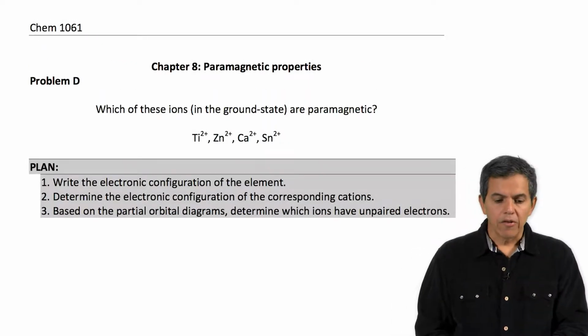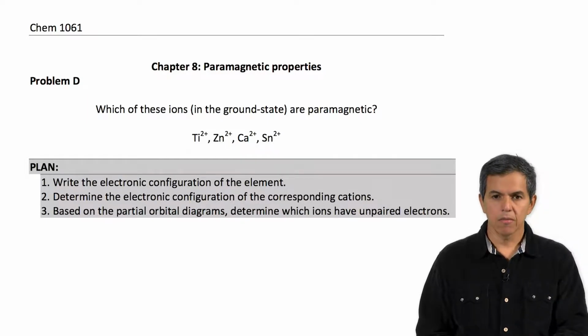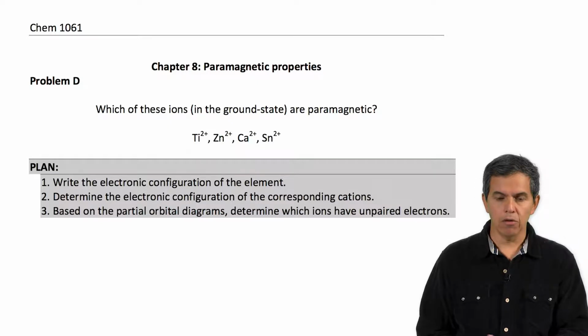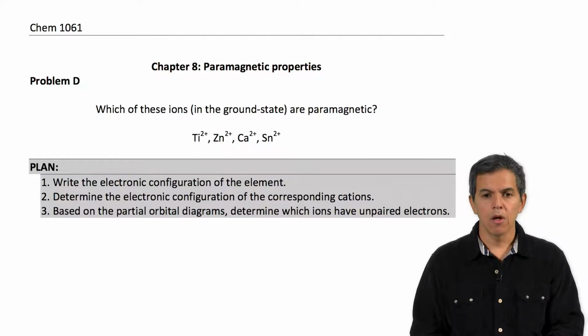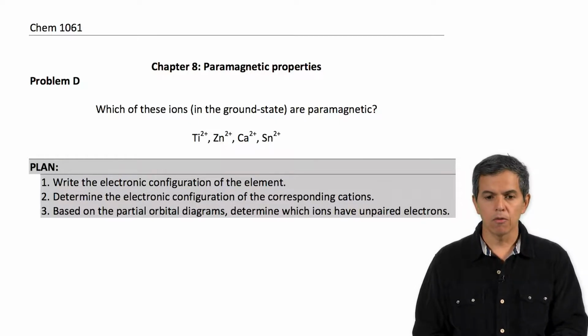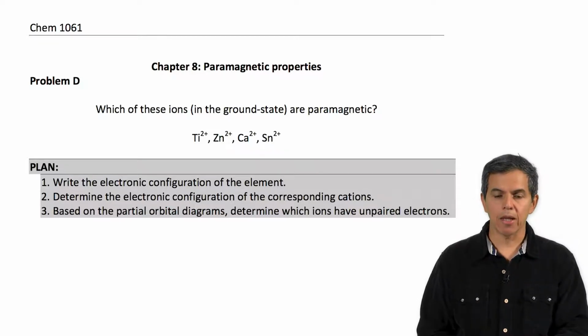The plan to solve this problem will consist of, number one, write the electronic configuration of the element, that is without being an ion or in ionic form. Number two, determine the electronic configuration of the cations that will form when electrons are removed to form the cation. And number three, determine which ions have unpaired electrons. As we recall, those ions that have unpaired electrons are considered to be paramagnetic.